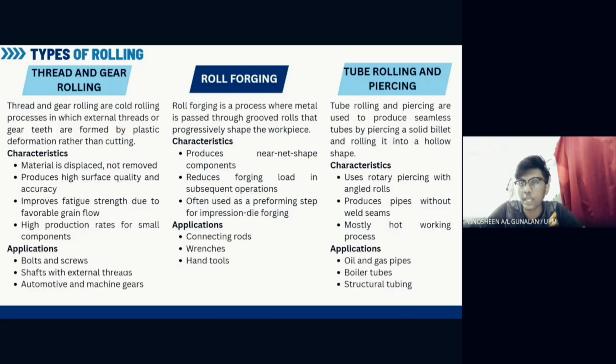So last we have tube rolling and piercing. Tube rolling and piercing are used to produce seamless tubes by piercing a solid billet and rolling it into a hollow shape. The characteristics are that it uses rotary piercing with angled rolls, which produces pipes without weld seams, and is a hot working process. So the applications are oil and gas pipes, boiler tubes, and structural tubing.